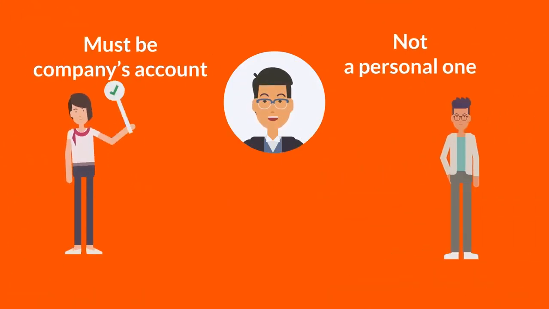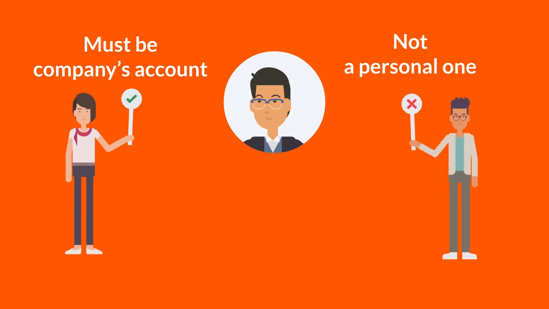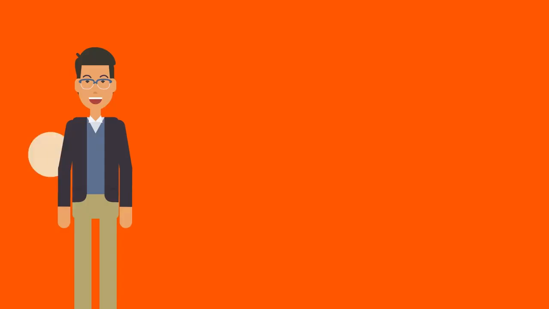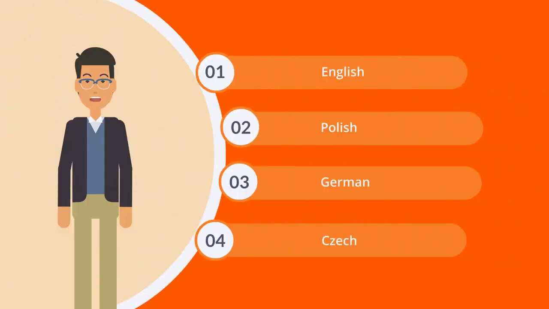For all these methods, please remember that the account you choose for payouts must be your company's account, not a personal one. In the next step, you'll be asked to upload documents necessary for us and the payment operator. The company registration documents should be in English, Polish, German, or Czech, and must be 4 months old or newer.